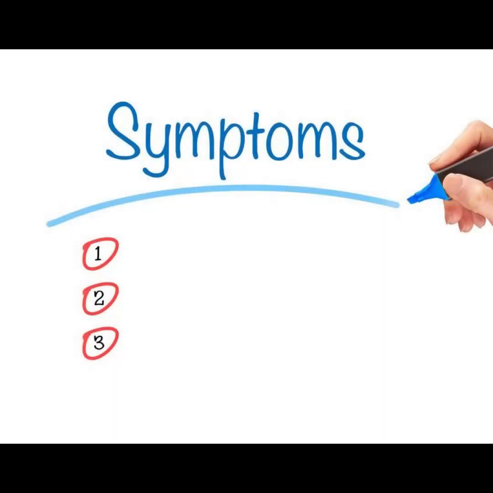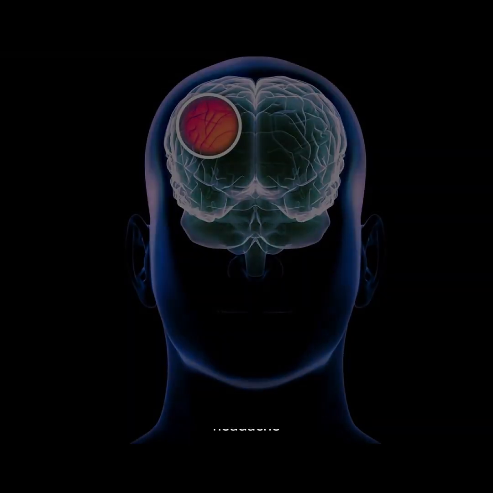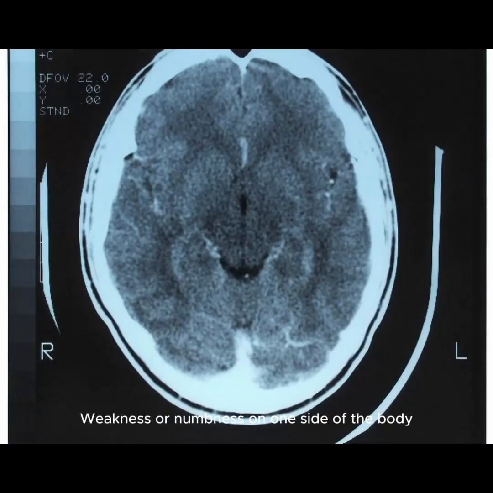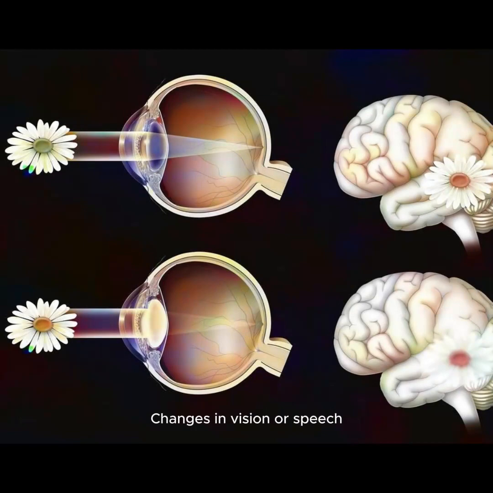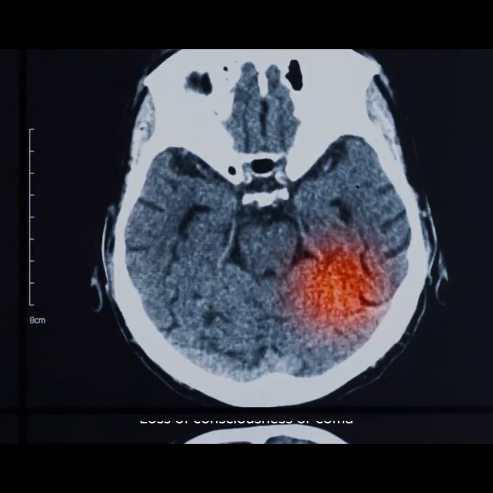Symptoms: The symptoms of intracranial hemorrhage can vary depending on the location and severity of the bleed. Common symptoms may include sudden severe headache, nausea and vomiting, weakness or numbness on one side of the body, changes in vision or speech, loss of consciousness, or coma.